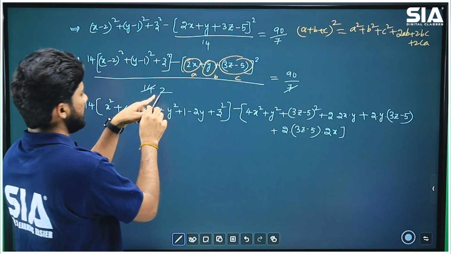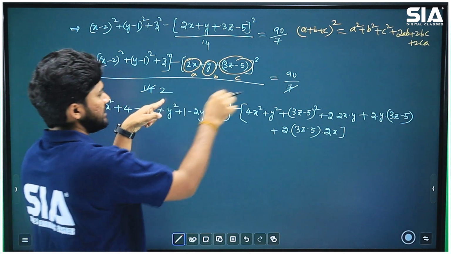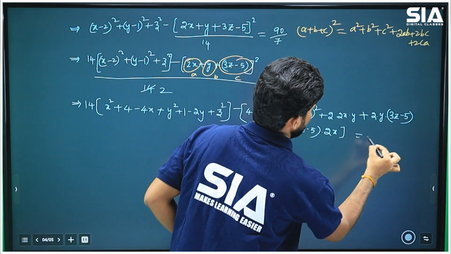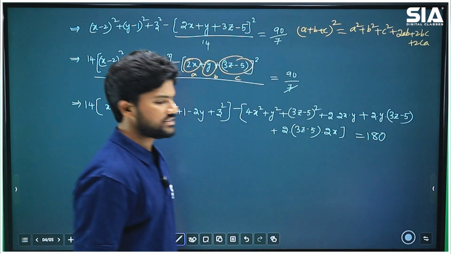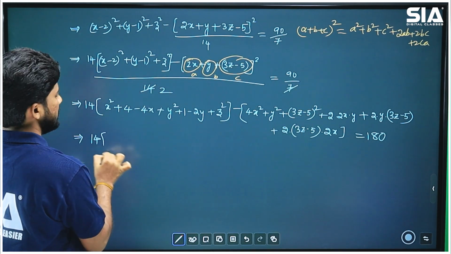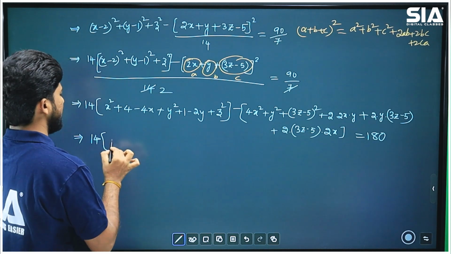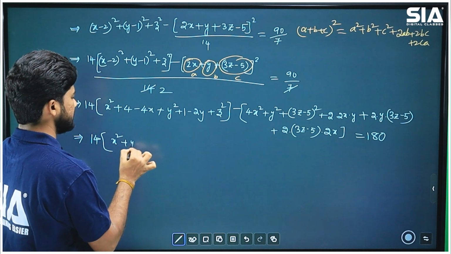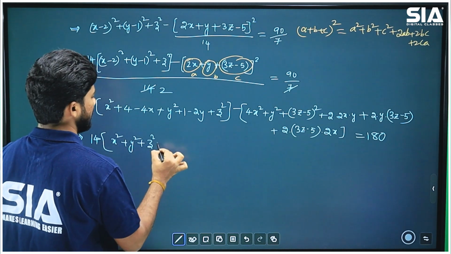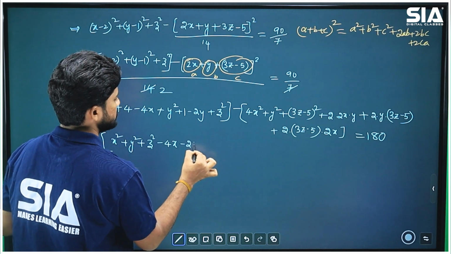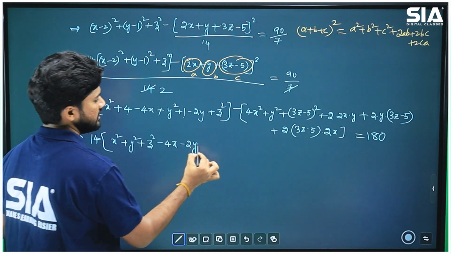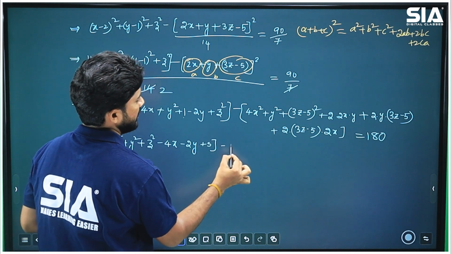Okay, so now here in the denominator 2 is there. Send the 2 value to RHS: 2 into 90 is equal to 180. So therefore, 14 into, simplify. So x square I am writing first, y square after, and z square. First the square terms, and then minus 4x minus 2y. What are the constant values? Plus 4 plus 1, that means plus 5.